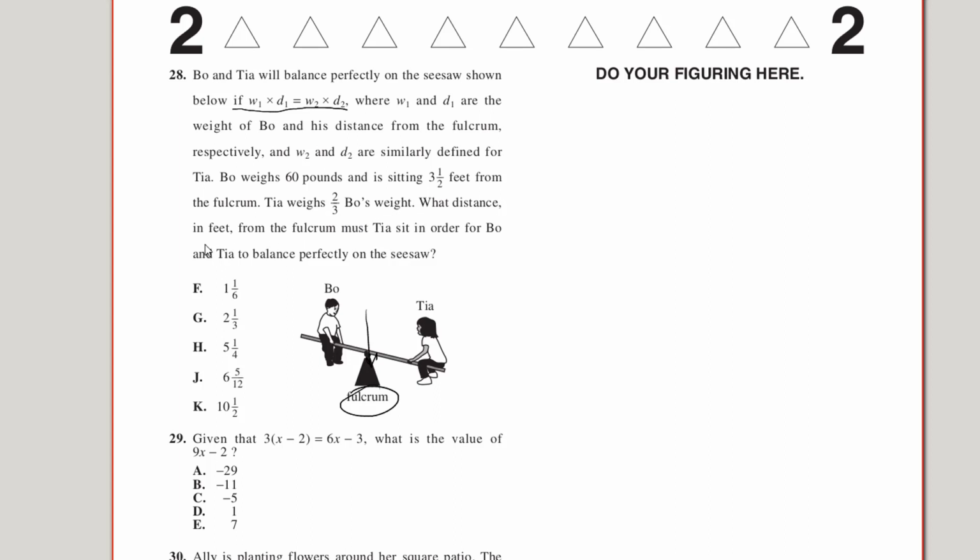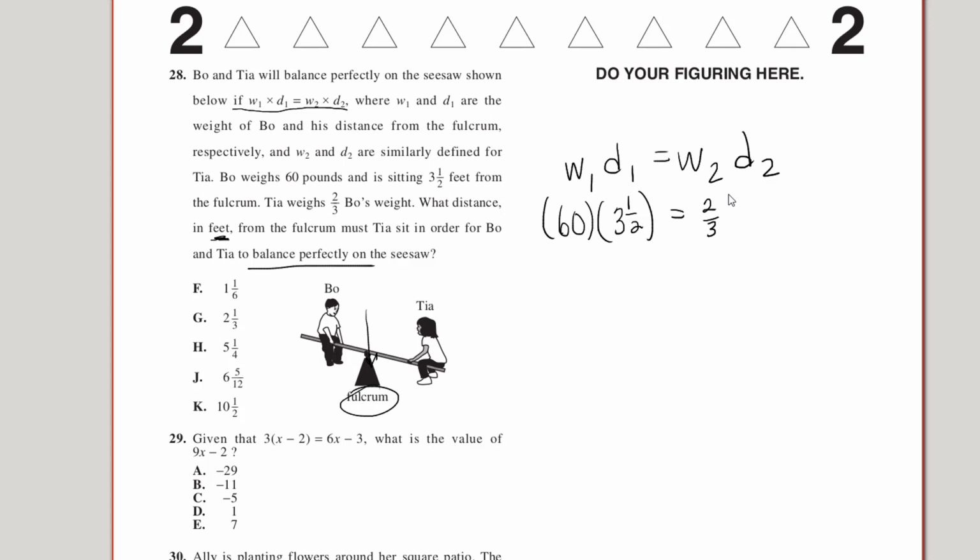What distance in feet, and we want to look at our units, are we in feet? We're in feet. From the fulcrum must Tia sit in order for Bo and Tia to balance perfectly. So we want to make use of this formula, W1 D1 equals W2 D2. And we're given the values for Bo. We know that his weight is 60 pounds and he is 3.5 feet from the fulcrum. And we know that Tia weighs 2/3 of Bo's weight. So we're going to have to take 2/3 of 60, but we don't know this value for D2. That's what we're looking for.